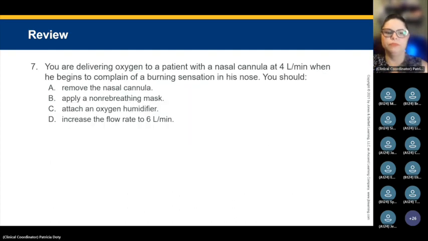So, very good. Number 7, you are delivering oxygen to a patient with a nasal cannula at 4 liters per minute when he begins to complain of a burning sensation in his nose. You should A, remove the nasal cannula, B, apply a non-rebreather mask, C, attach an oxygen humidifier, or D, increase the flow rate to 6 liters per minute. I'll repeat it: the patient complains of a burning sensation in his nose at 4 liters per minute.